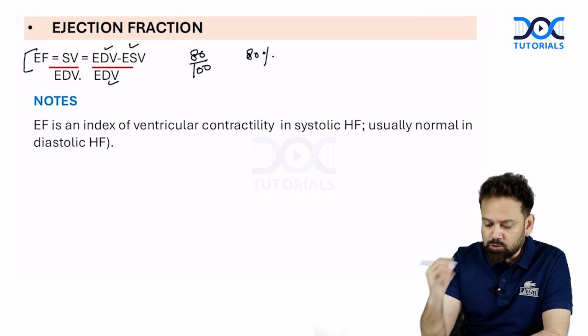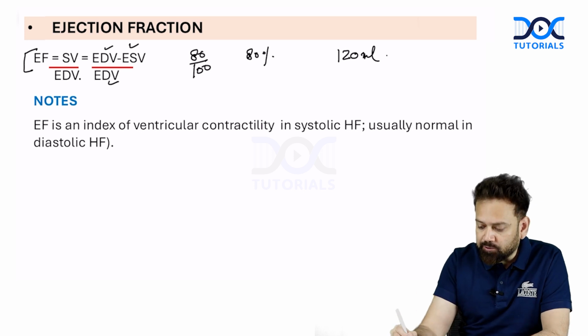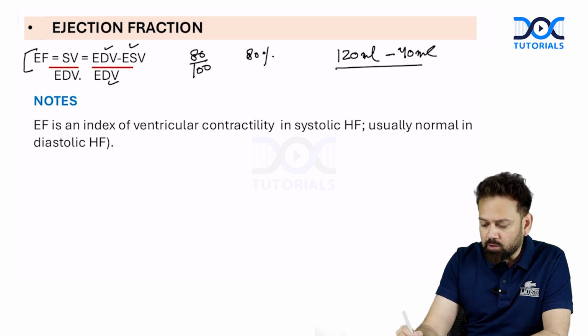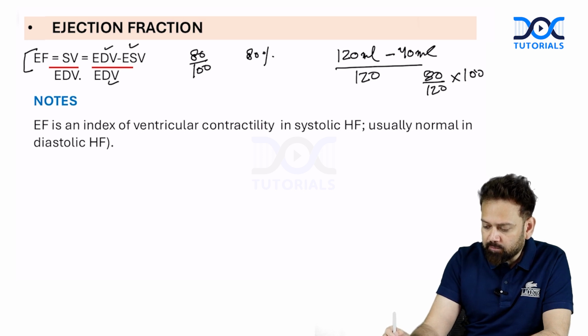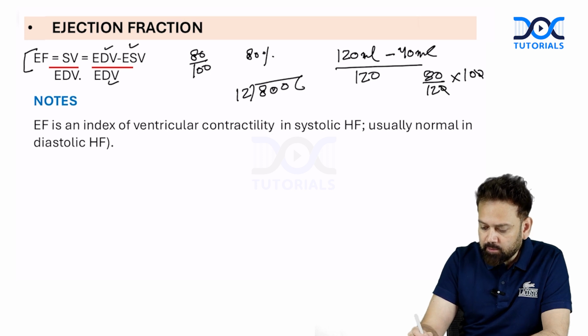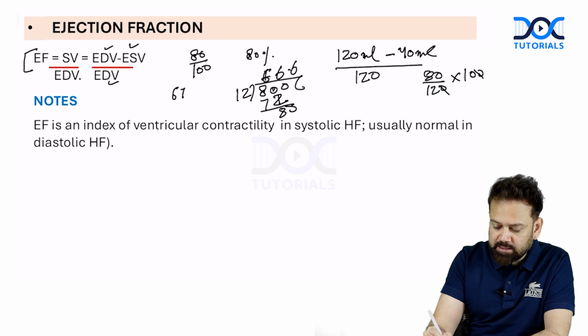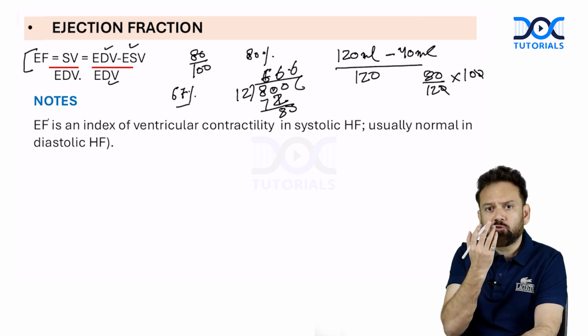80%. Suppose I have 120 ml of blood before contraction, and after contraction only 40 ml is left. So 120 was the end diastolic volume, and the stroke volume is 80. So it will be 80 upon 120 into 100. What is the answer? It comes to 66.6%, so in this condition you can say 67% is the ejection fraction. I've given you one example only.